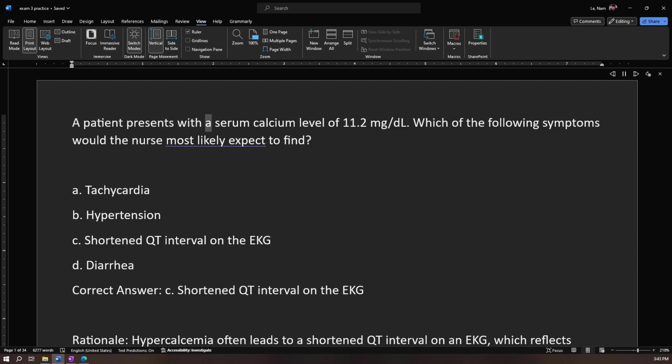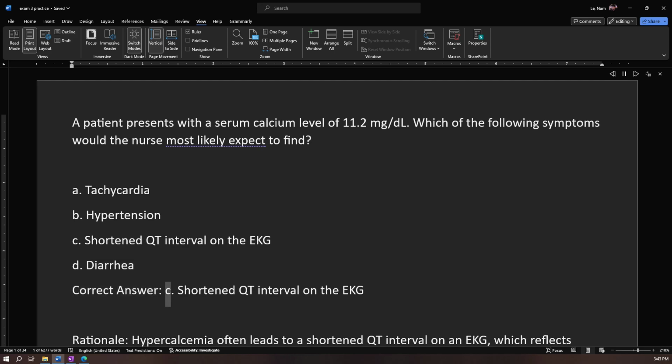A patient presents with a serum calcium level of 11.2 milligrams per deciliter. Which of the following symptoms would the nurse most likely expect to find? A. Tachycardia. B. Hypertension. C. Shortened QT interval on the EKG. D. Diarrhea.